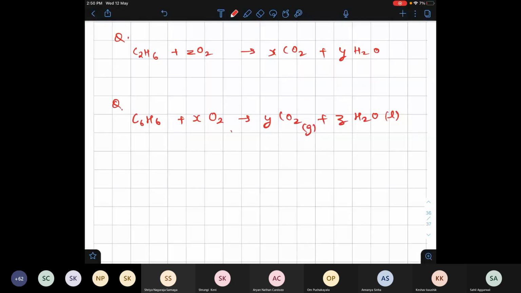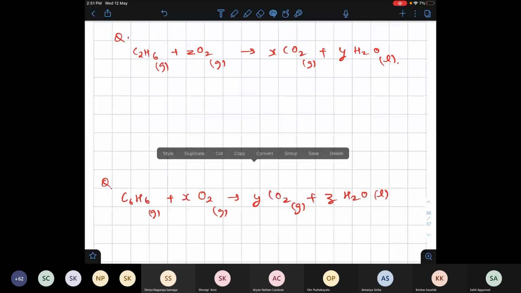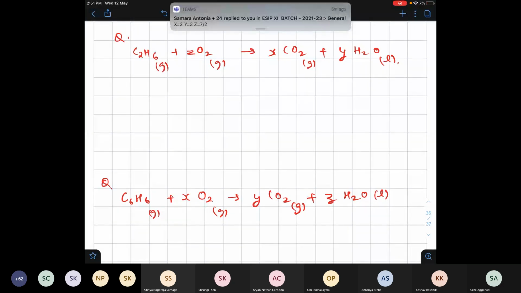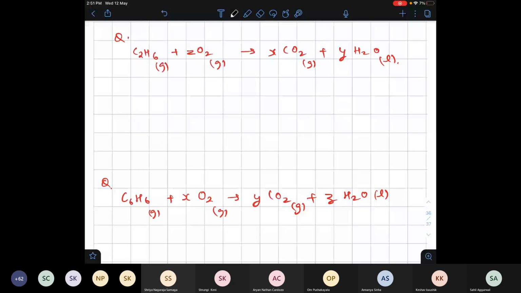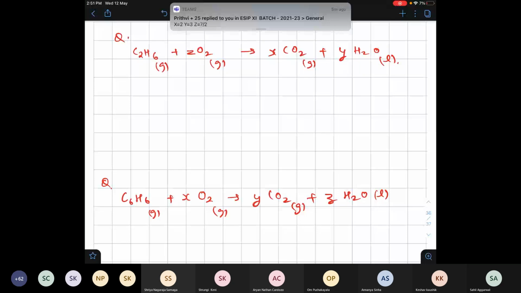Please do mention their states if I forgot. Shanu? Chirag, make it in P by Q form.